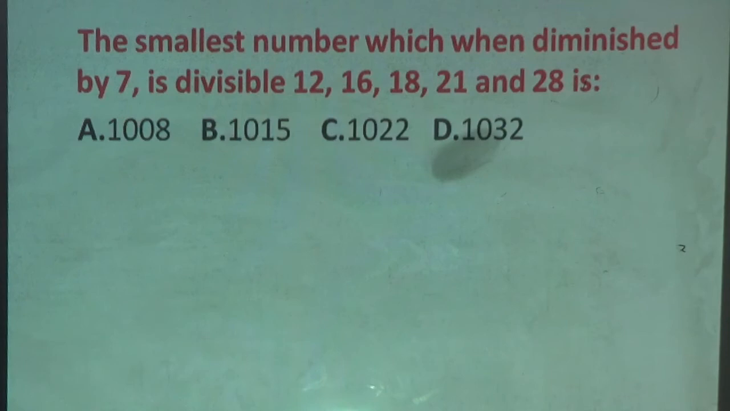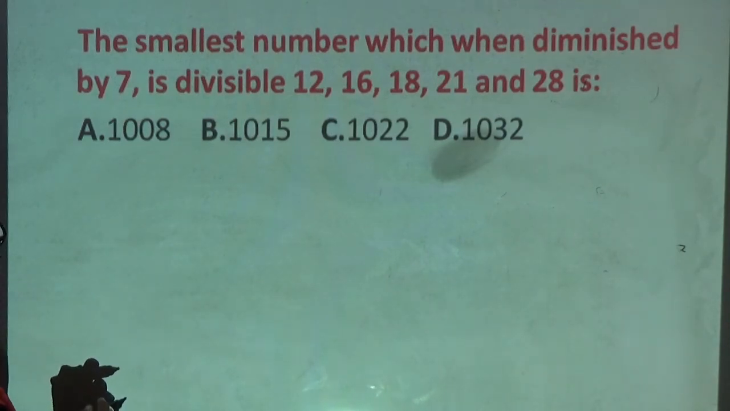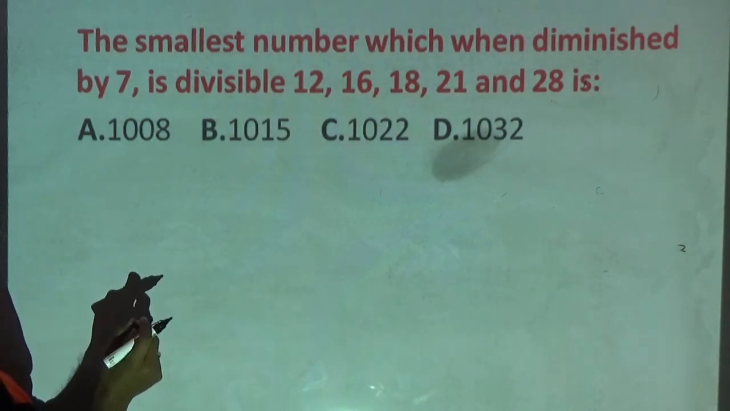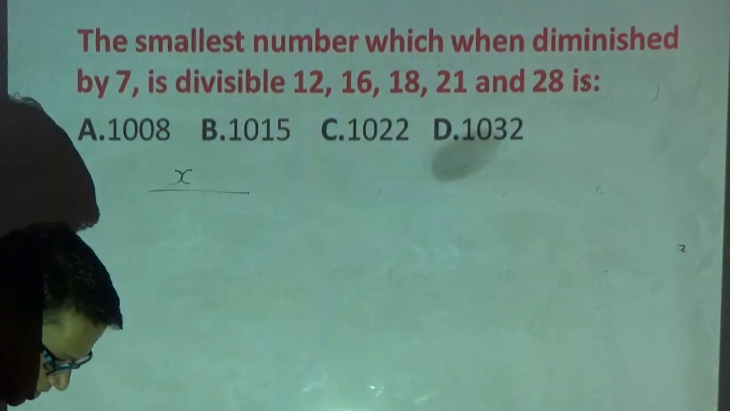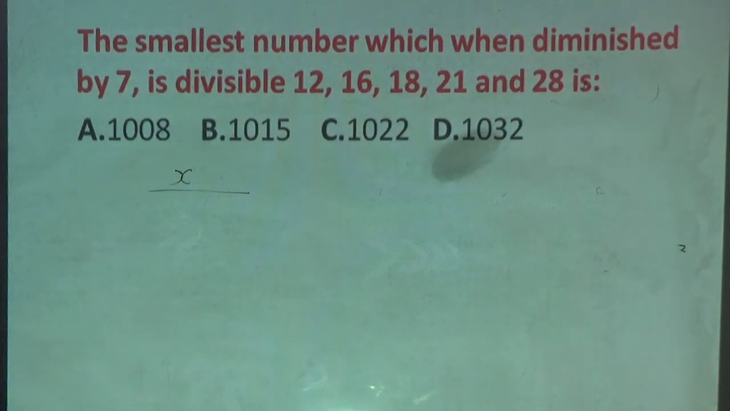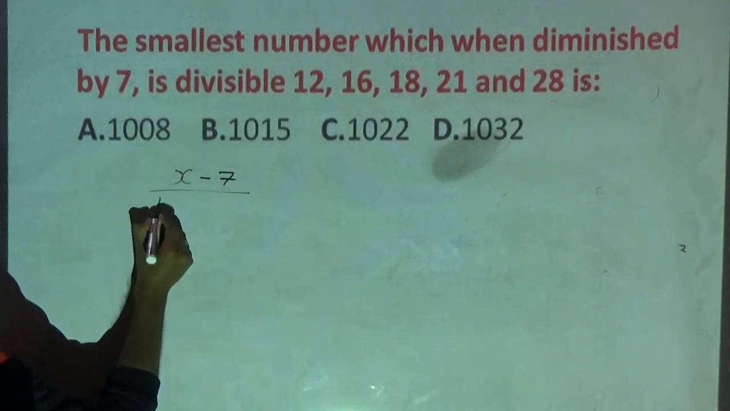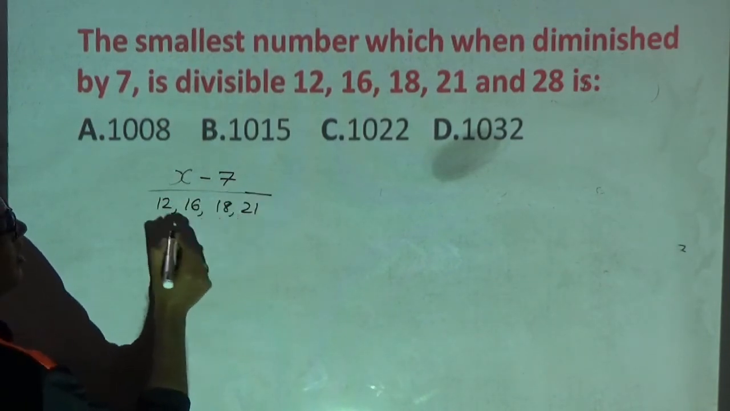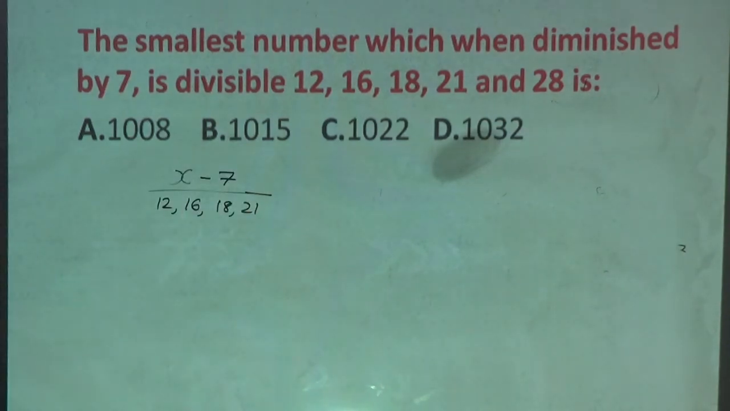That's it. Now, the last problem of this session: the smallest number which when diminished, that is, subtracted, by 7 will be divisible. Initially it is not completely divisible, but if you subtract 7 from it, then it becomes divisible. So if you do x minus 7, it is divisible by 12, 16, 18 and 21. If you don't subtract, it is not divisible; it is going to give 7 as remainder. Okay, that is the meaning.